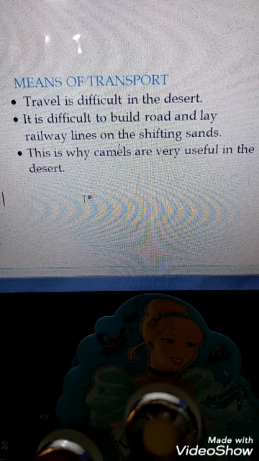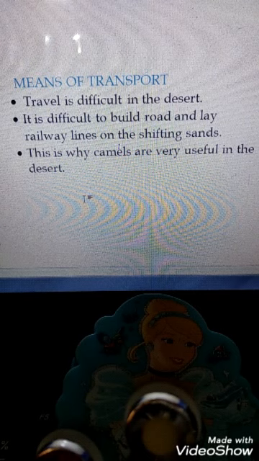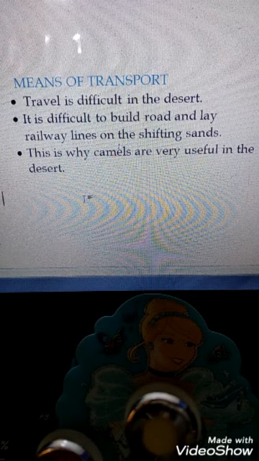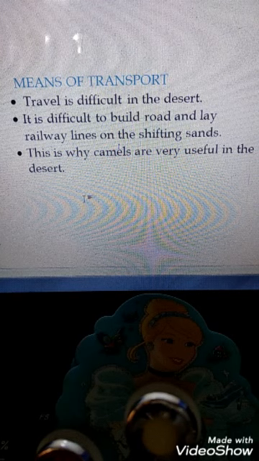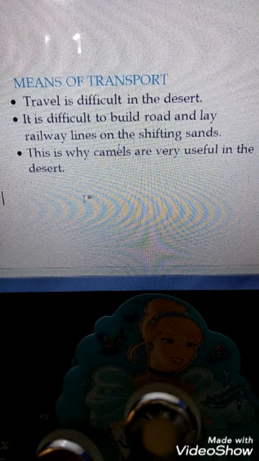But in the desert region, there is one animal, the camel. It can remain without water for many days. That is why the camel is called what? The camel is called the ship of the desert.